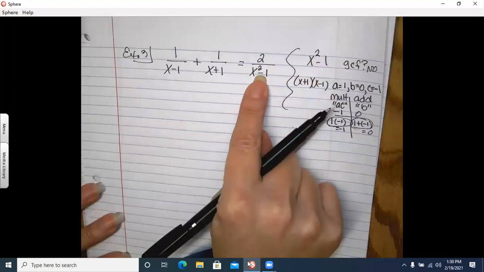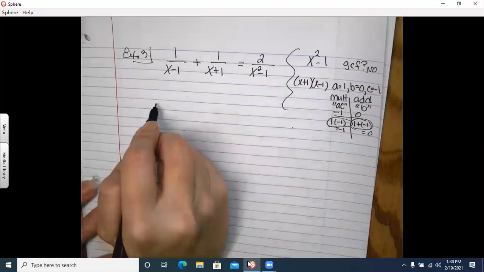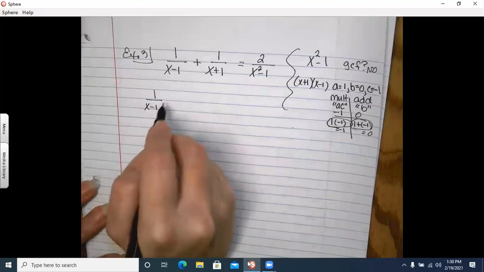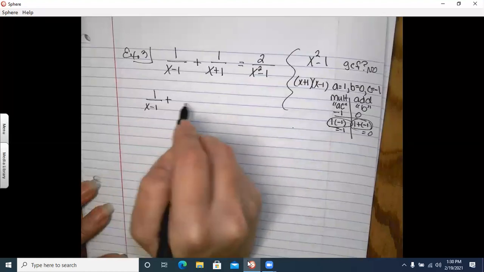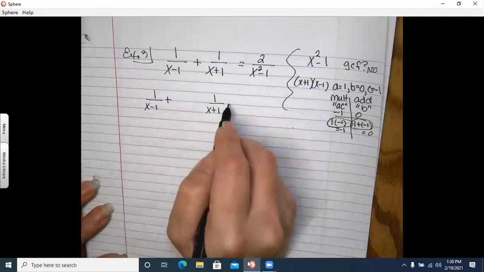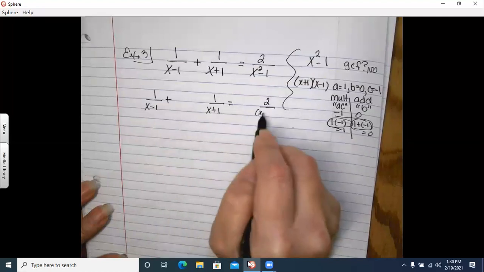So I'm going to rewrite this fraction in factored form, the denominator, and I'm going to space it out so I have enough room for the LCD. So 1 divided by x minus 1 plus, give me some space, 1 divided by x plus 1 equals, give me some space, 2 divided by x plus 1 times x minus 1.